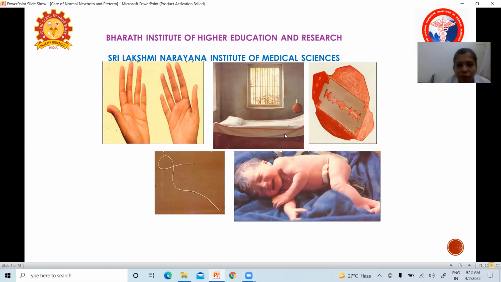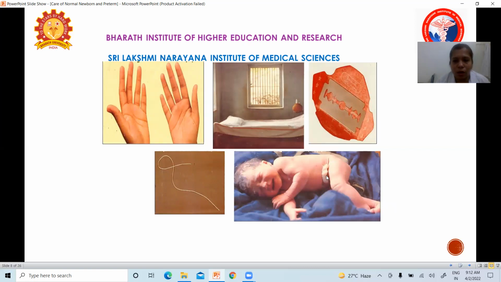The clean delivery surface: the delivery bed should be very clean without any contamination, without any old linens or infected things. Then clean cut. We should have a sterile blade or scissors, and it is one of the most important things to prevent neonatal sepsis. So the thing we are using to cut the umbilical cord should be a sterile blade or scissors. Then the tie, whether it can be an aseptic clean thread or the commercially available umbilical cord clamp, but it should be clean and sterile.